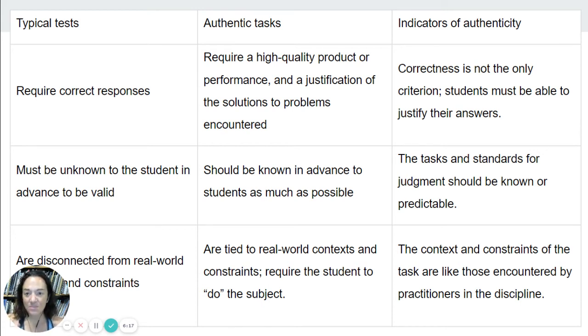I actually, in post-test reflections, if I have my students do exam wrappers, which we'll be talking about a little bit later as well, I ask them, what were you unprepared for? What did you not see coming on this test? Partly because that suggests that I haven't taught them everything they need to know for the exam. And the tests and standards for judgment should be known or predictable.